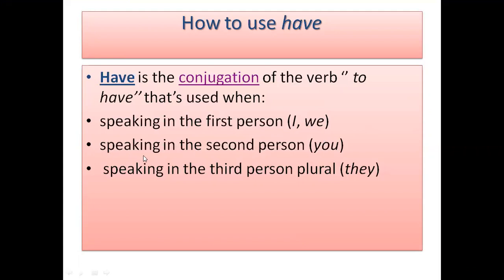Second, when we are speaking in the second person, singular or plural, both of them. So when we have you, we use have. For example, you have a house. And the last one, when we are speaking in the third person plural, they. So when we have they, we use have. They have a pencil. So remember, when we have I, we, you, and they, we use have.